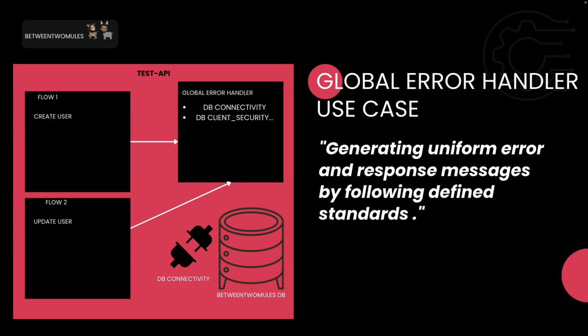While the application is running in production, let's say we run into a DB connectivity issue. So instead of creating multiple error handlers for individual flows, we can point the errors to a common global error handler, which will handle common errors such as DB connectivity issue in this case. It will therefore generate uniform error and response messages by following a defined standard.